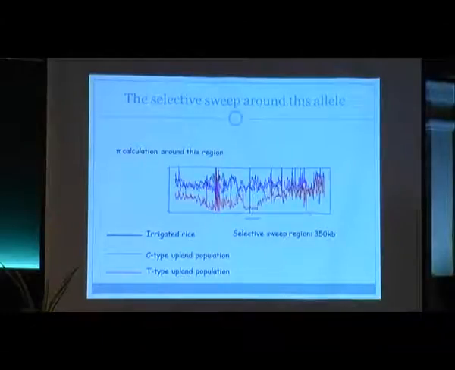Then we went further to see whether we can observe any selection signal around this region. Using resequencing data, we calculate the nucleotide diversity level around this region. As you can see in this figure, the red line refers to the T-type upland population, the blue line refers to the C-type upland population, and the black line refers to the irrigated population. We can see there is an obviously low diversity region around this ETA site, indicating that there may be a selective sweep here.